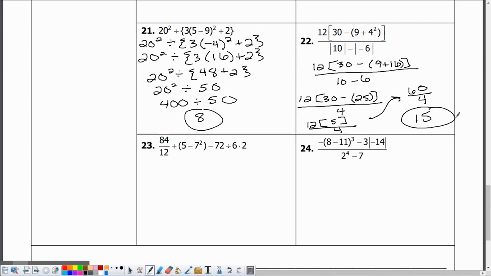Right, so for number 23, when you solve that, you should have gotten -61. And for number 24, when you solve that, you should have gotten -5/3. Okay, so if you have questions on any of the ones that I didn't show work for, please let me know. Otherwise, go ahead and work on your practice activity for this.